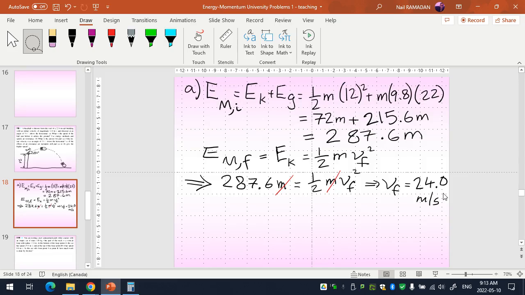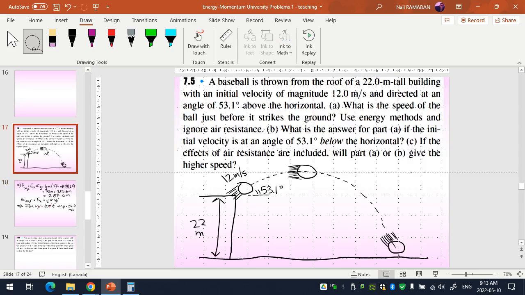All right, what's the question for part B? Sorry, for part B, if the initial velocity is at an angle of 53.1 below the horizontal. Okay, hold on. Did we incorporate the angle at any stage of our solution? Which means, what would you say your answer to be? Exactly the same.